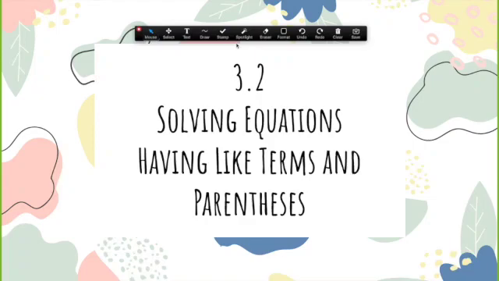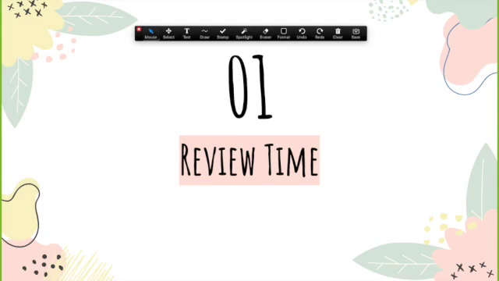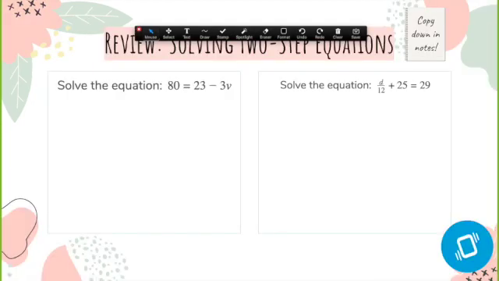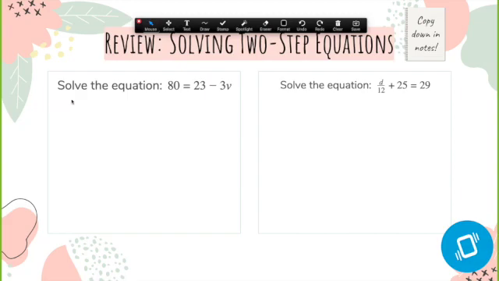Hi guys, so today we're going to talk about 3.2, solving equations having like terms and parentheses. So let's start off with a little bit of review first. Now the question here is asking to solve two-step equations. So let's start off with the first one.